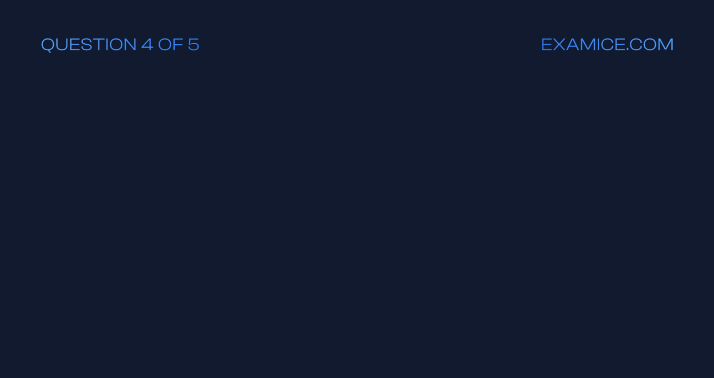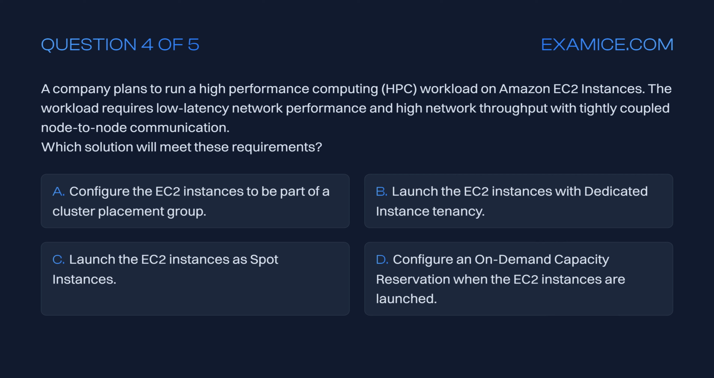Question 4. A company plans to run a high-performance computing workload on Amazon EC2 instances. The workload requires low-latency network performance and high network throughput with tightly coupled node-to-node communication. Which solution will meet these requirements?